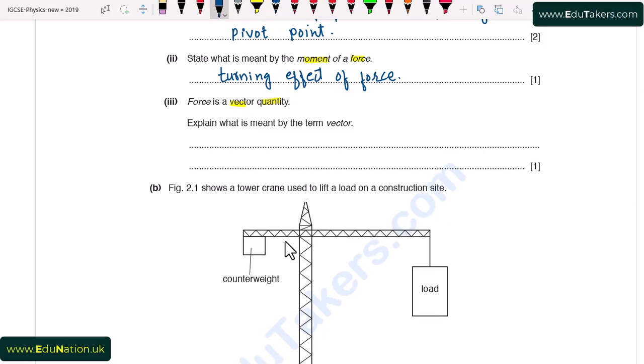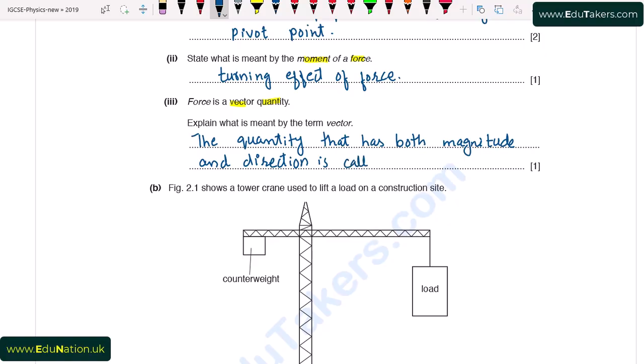So I write here, the quantity that has both magnitude and direction is called vector.